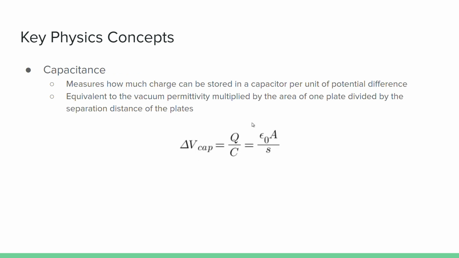Another physics concept is the capacitance of a capacitor, which measures how much charge can be stored in a capacitor per unit of potential difference. It is also equivalent to the vacuum permittivity multiplied by the area of one plate of the capacitor divided by the separation distance between the plates.